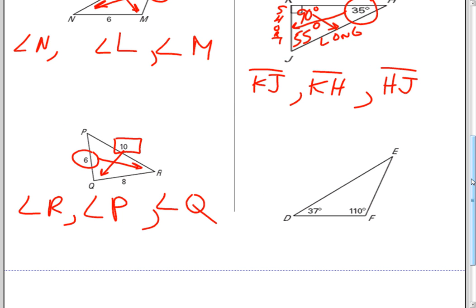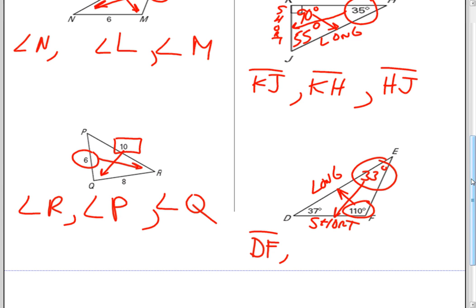110, 37. Did you put 33? That's the smallest side. I'm sorry, small angle, short side. That is DF. Big angle, opposite long side. That's ED. And the remaining side is EF.